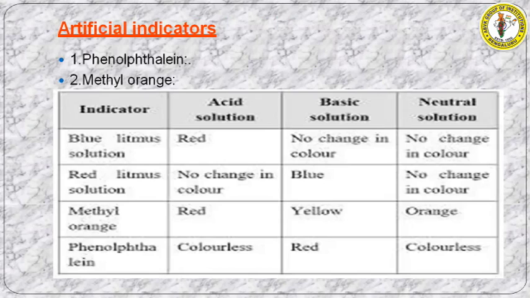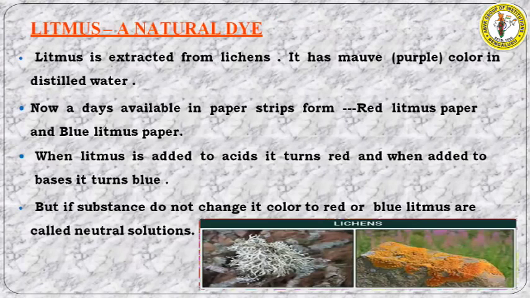Okay. Next we have litmus. Litmus is a natural dye. Natural dye. Dye means color. So litmus is extracted from lichens. It has a mauve purple color in distilled water. So when lichens are kept in distilled water, it will change its color to purple. So they will be obtaining a purple color liquid.